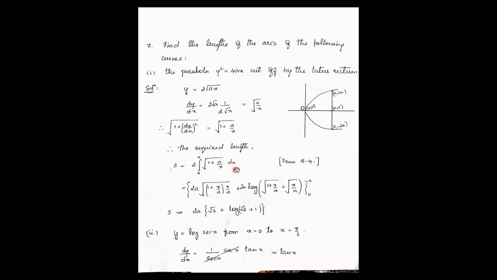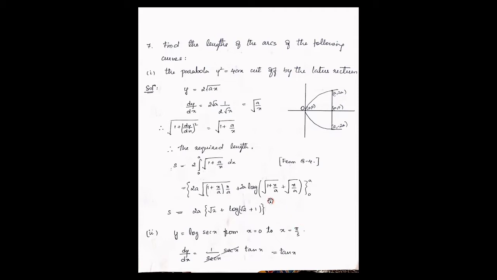And I have solved this integral in the previous class, guys. You can just refer to question number 4. Okay, it is the same parabola I have done there. You can just go through that. And I have written the final answer of that integral. And I have applied the limits between 0 and a. So here the required length is equal to 2a into root 2 plus log of root 2 plus 1. Okay, so this is all about the first problem.